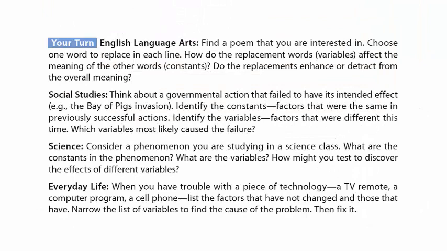This same sort of thinking works in English language arts. For example, if you replace one word in a poem, how does it affect the overall meaning of the poem? Or you can apply it to social studies. If one important factor of the situation were changed, how would all of the other factors be changed?